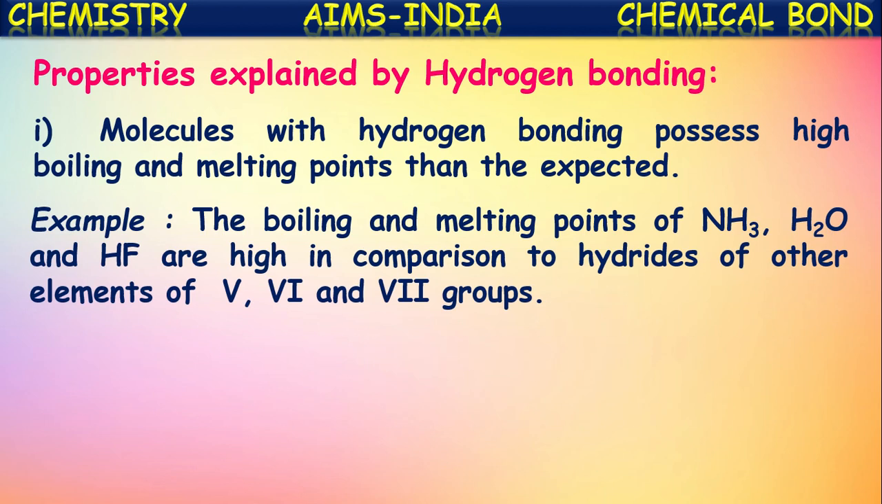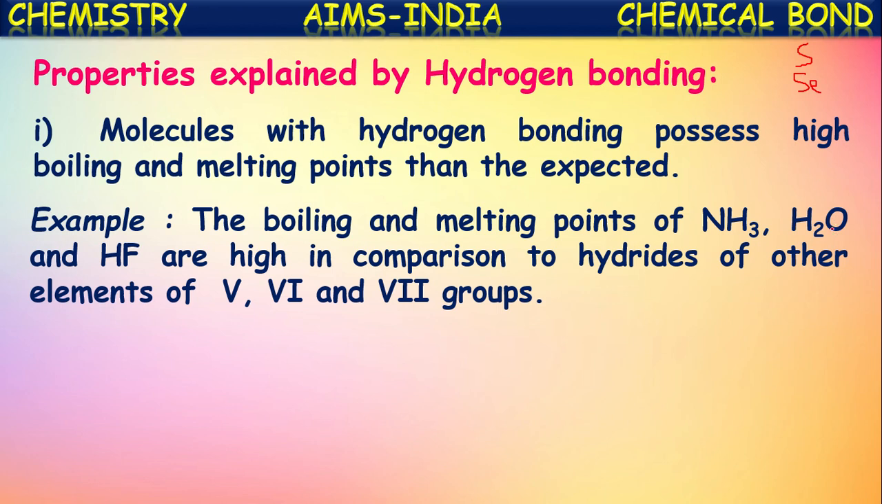For example, the boiling and melting points of ammonia, water, and hydrogen fluoride are high in comparison to hydrides of other elements of the fifth, sixth, and seventh groups. For example, water is a hydride of oxygen. What are the other elements along with oxygen in the sixth group? Sulfur, isn't it? Selenium. They are the elements present in the sixth group along with oxygen.